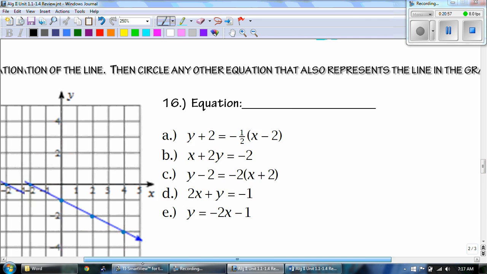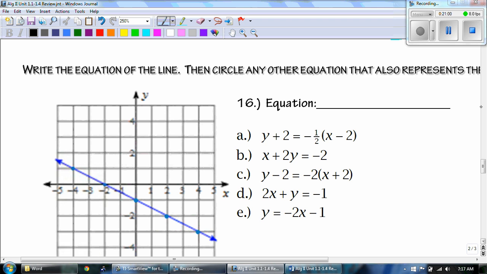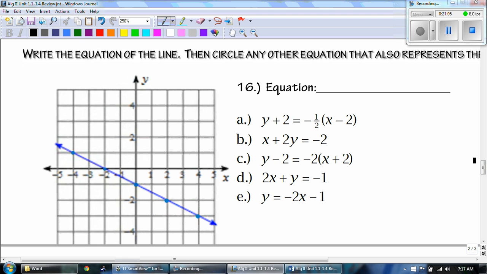All right. So it says to write the equation of a line, then circle any other equation that also represents the line in the graph. Okay, so we need to know what the equation is. Right away, I'm looking at my y-intercept, which is 0, -1, and then my slope from here to here is down 1/2. So our slope is -1/2. So if I were to write that equation, it would be y equals -1/2x minus 1.